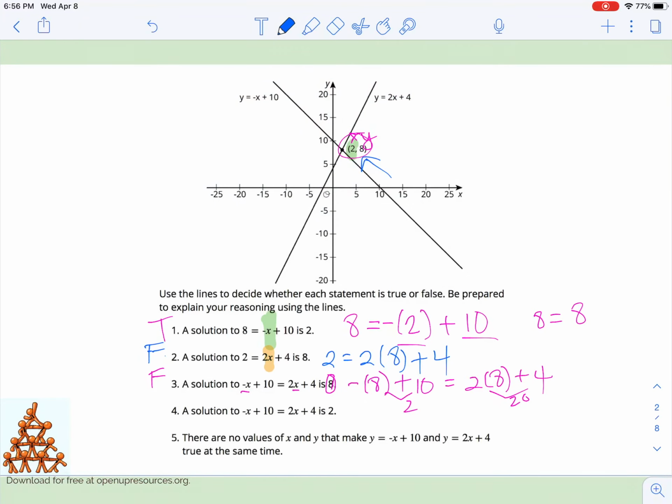Number 4 says the solution to negative x plus 10 equals 2x plus 4 is 2. So I'm going to let you guys do this one on your own. But what you can do is look and see, do these two equations cross where x equals 2? This is where they cross, right? Where I just drew the blue dot. Or you can plug 2 in and literally go negative 2 plus 10 equals 2 times 2 plus 4. And if those equal each other, then it's true. And if they don't, then it's false.